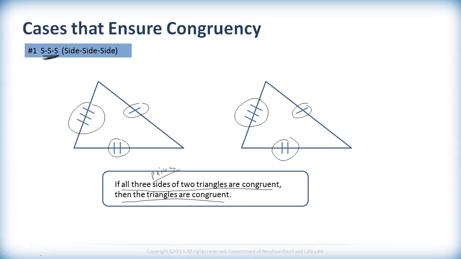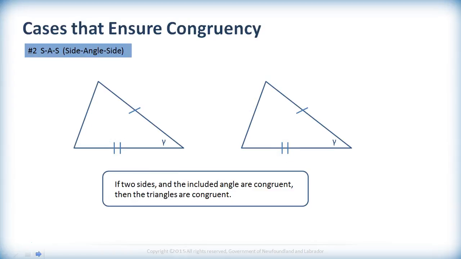The second one is called the side angle side congruency, sometimes written SAS. You've got to be careful about this one and the next one. If I say side angle side, it has to be 2 pairs of sides that are congruent. These 2 are congruent, and these 2 are congruent. And the included angle, so the angle that's in between the sides.